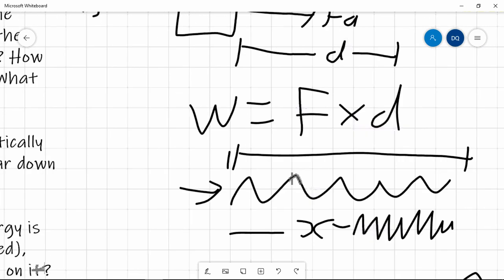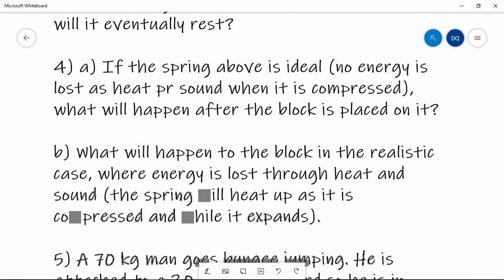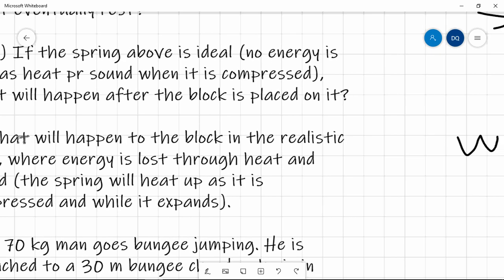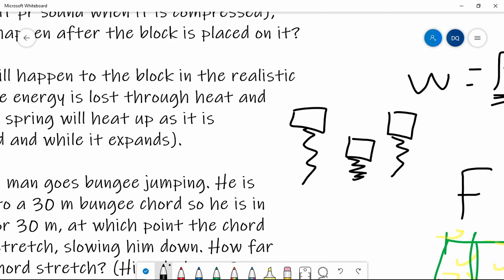So in the discussion question, if the spring is ideal, that is, no energy is lost as heat or sound when it's compressed, what will happen after the block is placed on it? And the answer is it'll oscillate, meaning if this is perfectly ideal, if no energy is lost, then when you drop the block on the spring, that block is going to compress the spring. So we'll be down here, and then it's going to bounce back up. And then through gravity, it'll compress it again. And it'll cycle like this.